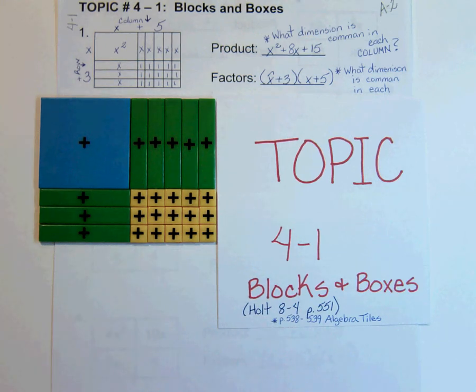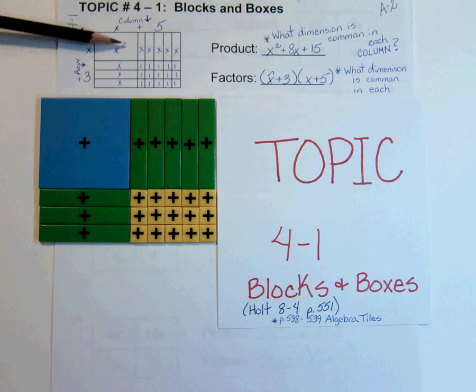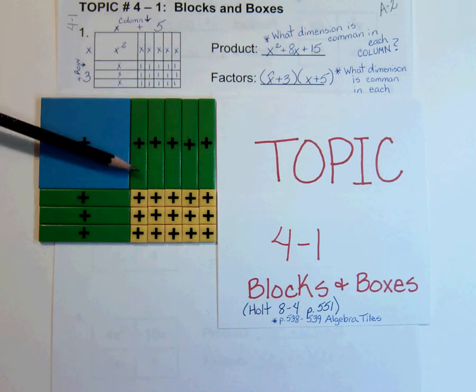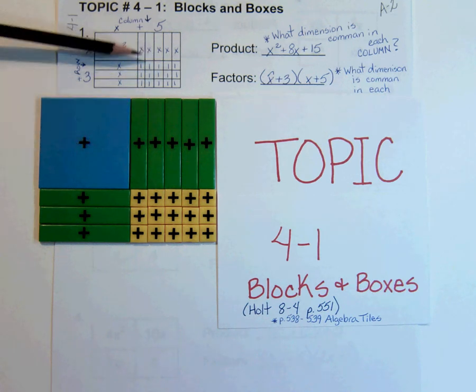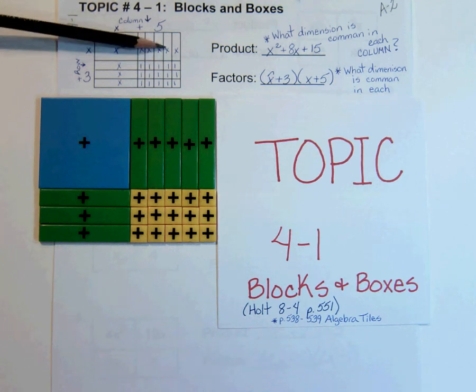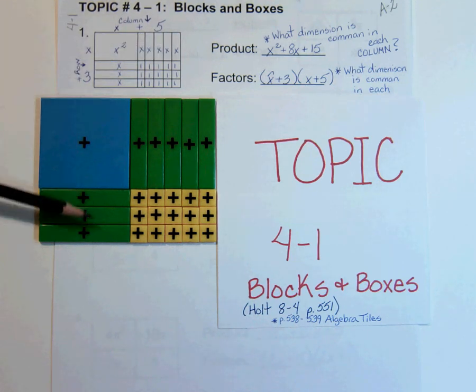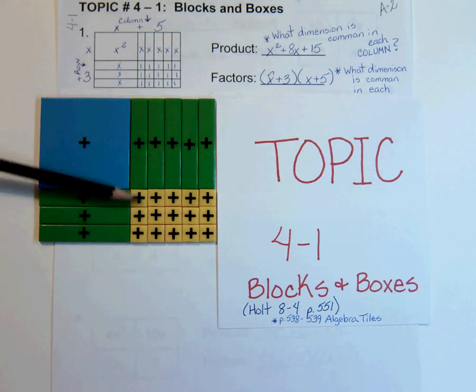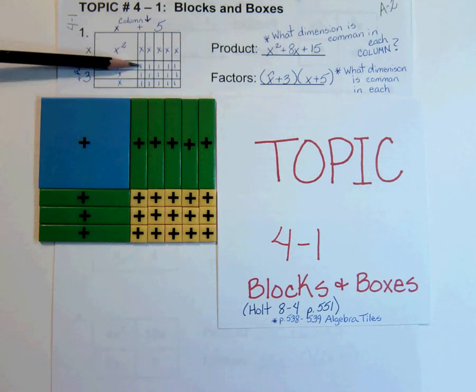Topic 4-1, blocks and boxes. I've placed some algebra tiles here to represent what you will be filling in for number 1. The blue tile is represented with an x squared. The green bars are represented by an x in a quadratic equation. And the smaller yellow squares are represented by the constant in a quadratic equation.